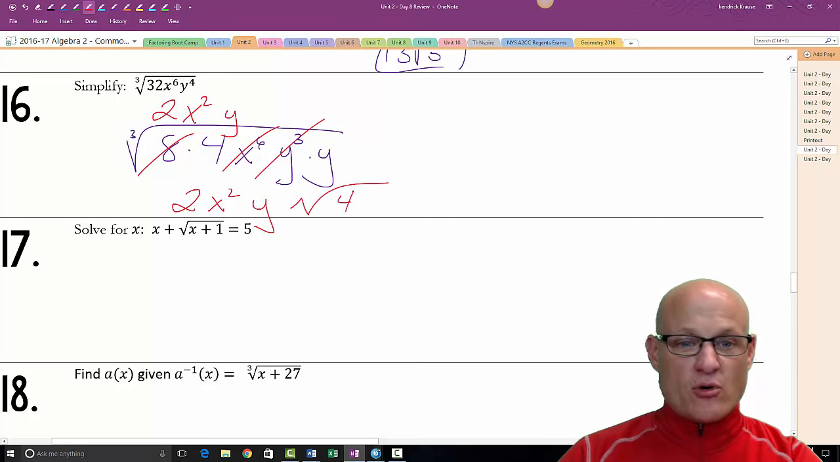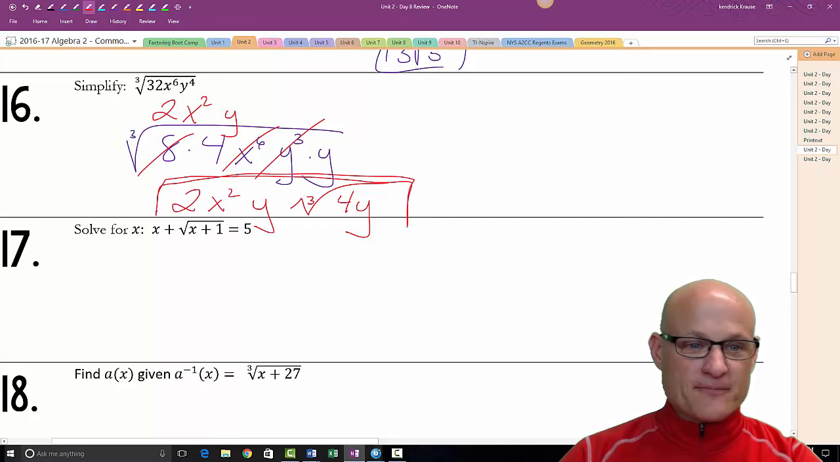Square roots of 4y. Were you hoping I'd keep it like that? Oh no, I made it. There it is. Cube roots. It should be cube roots, kids. There's your answer.